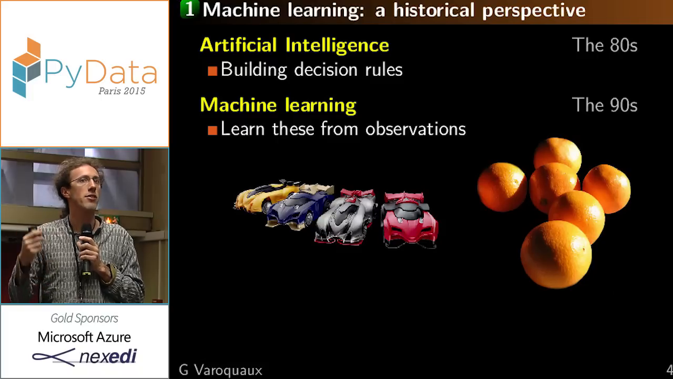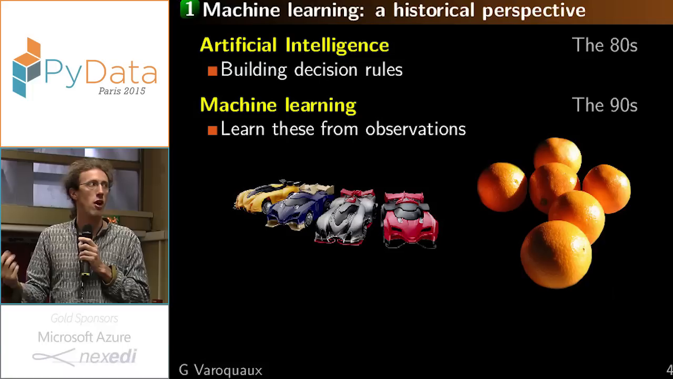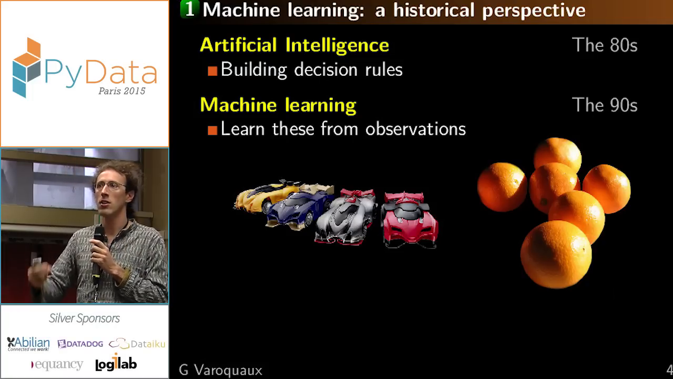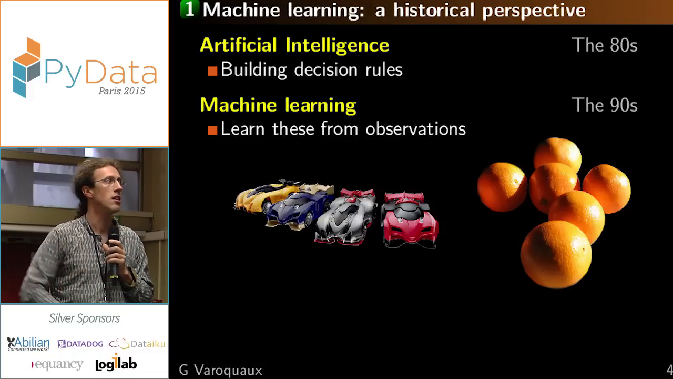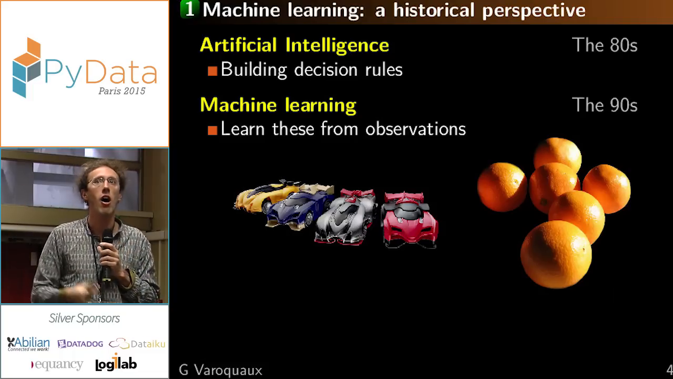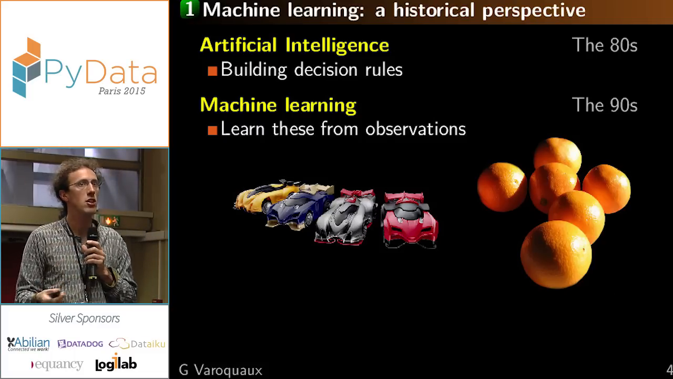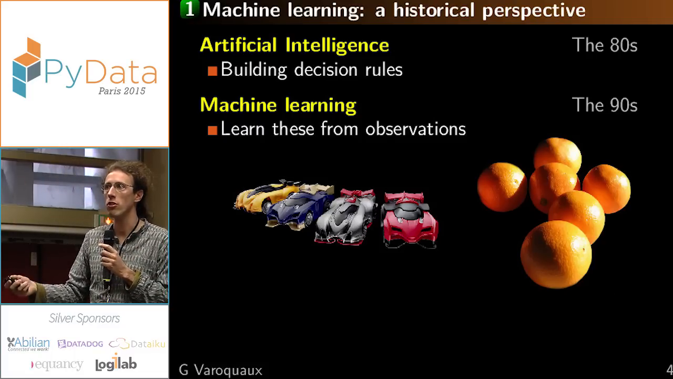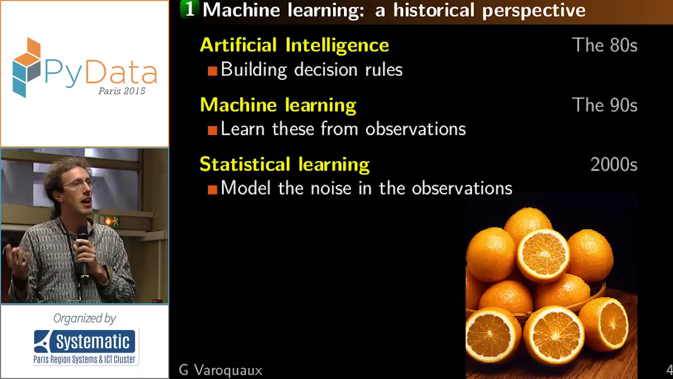Later on, the idea came that you can learn those decision rules from observations. So just by giving data and saying to the machine, this is an orange, this is a car, and you keep showing oranges and cars to the machine, eventually, hopefully, the machine will learn to distinguish oranges and cars.